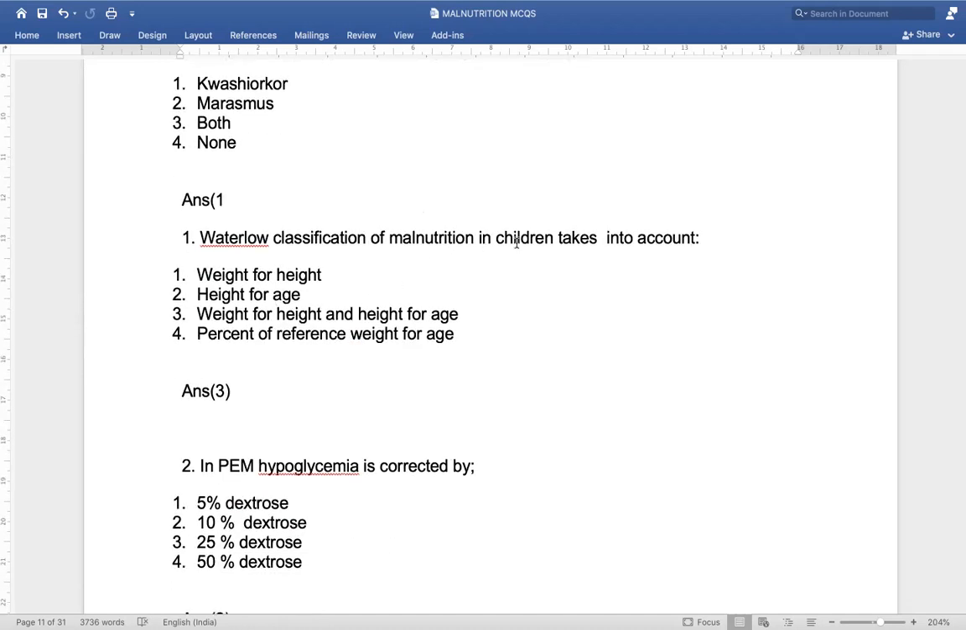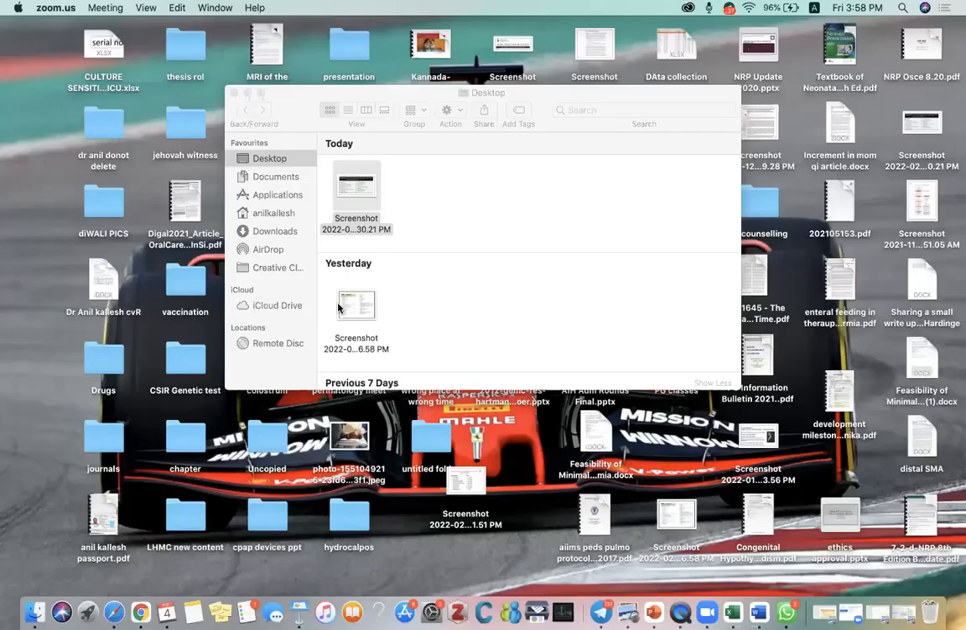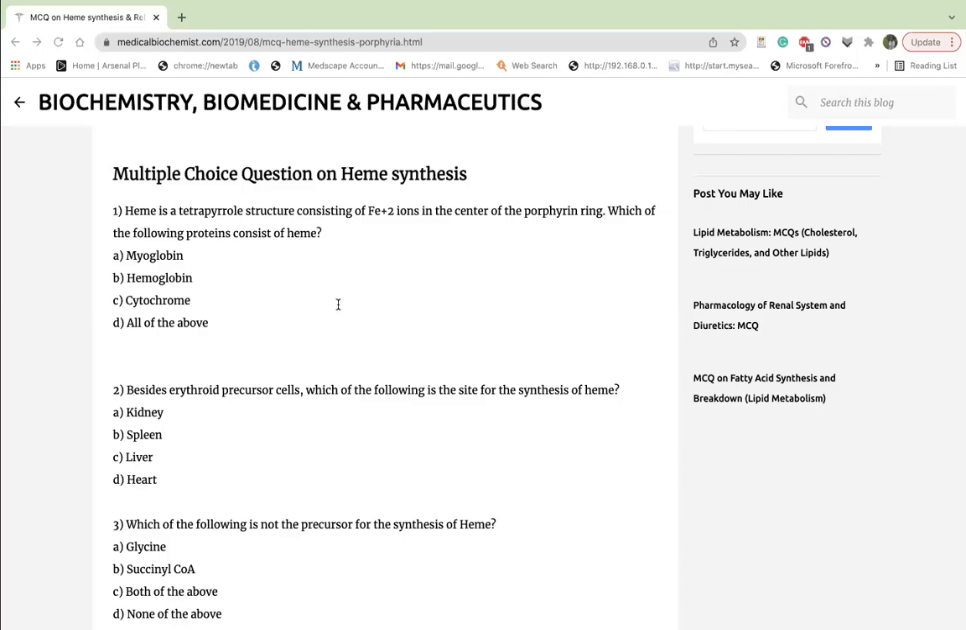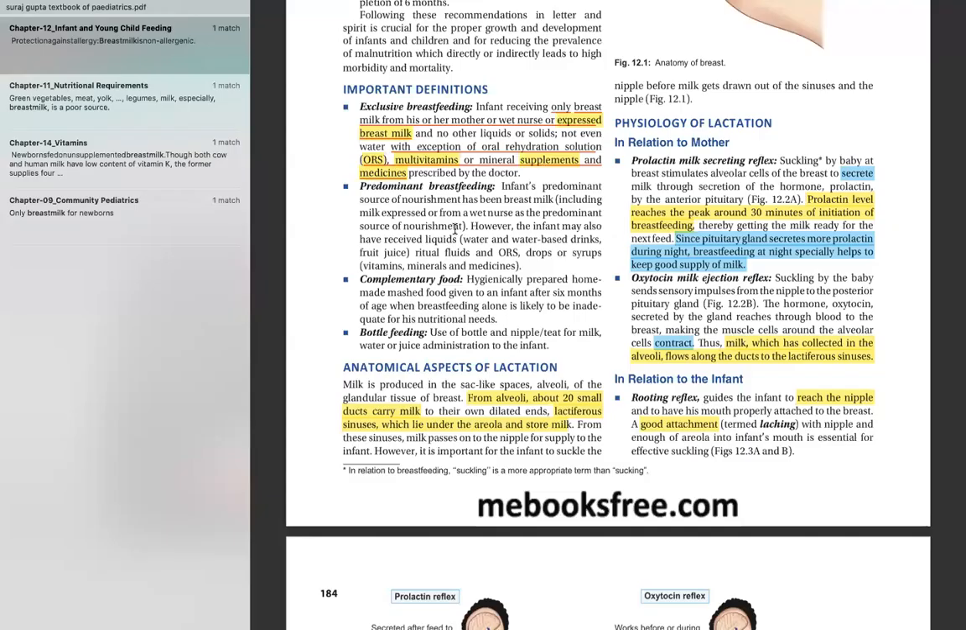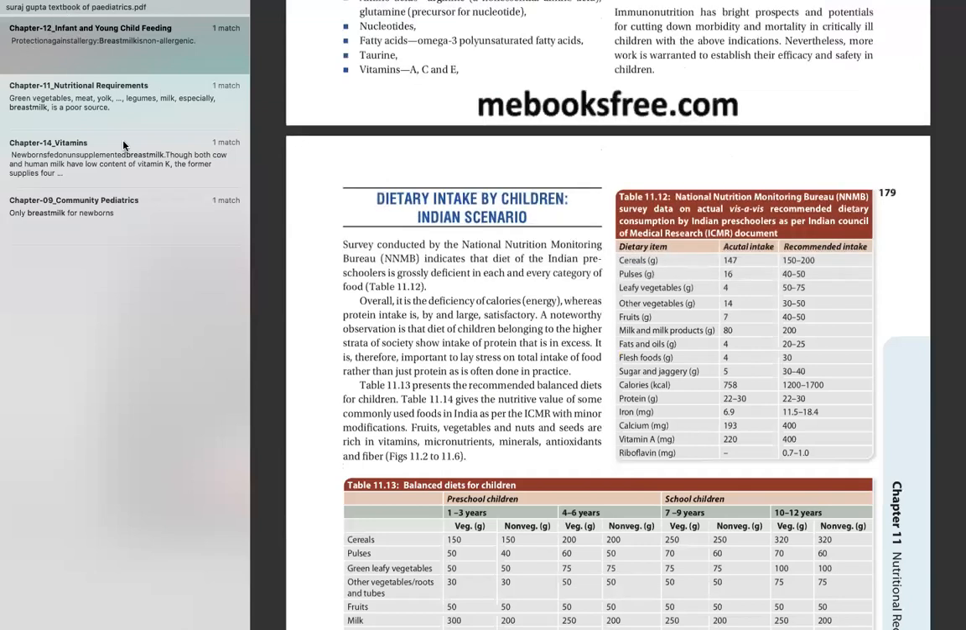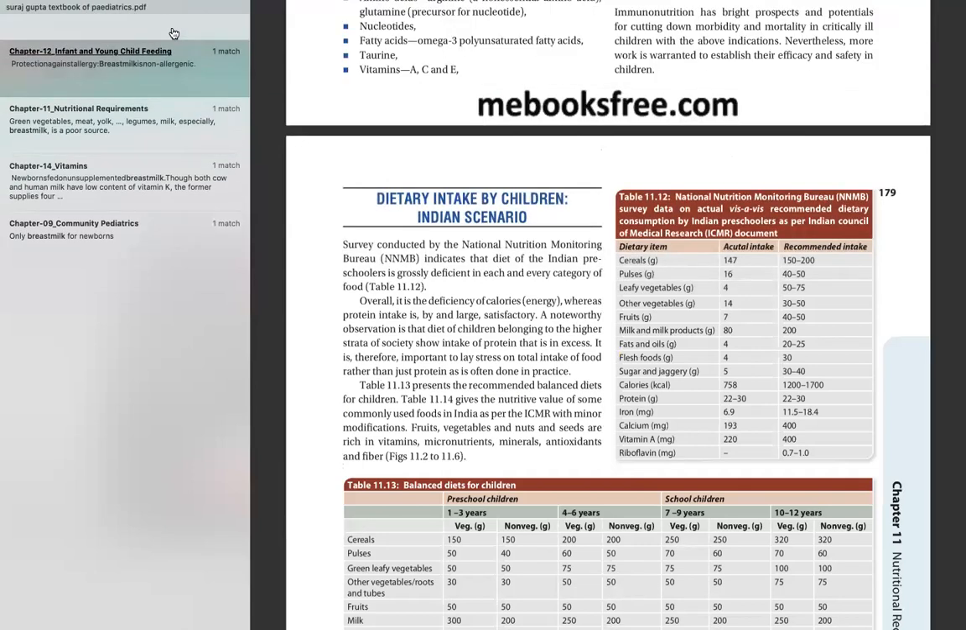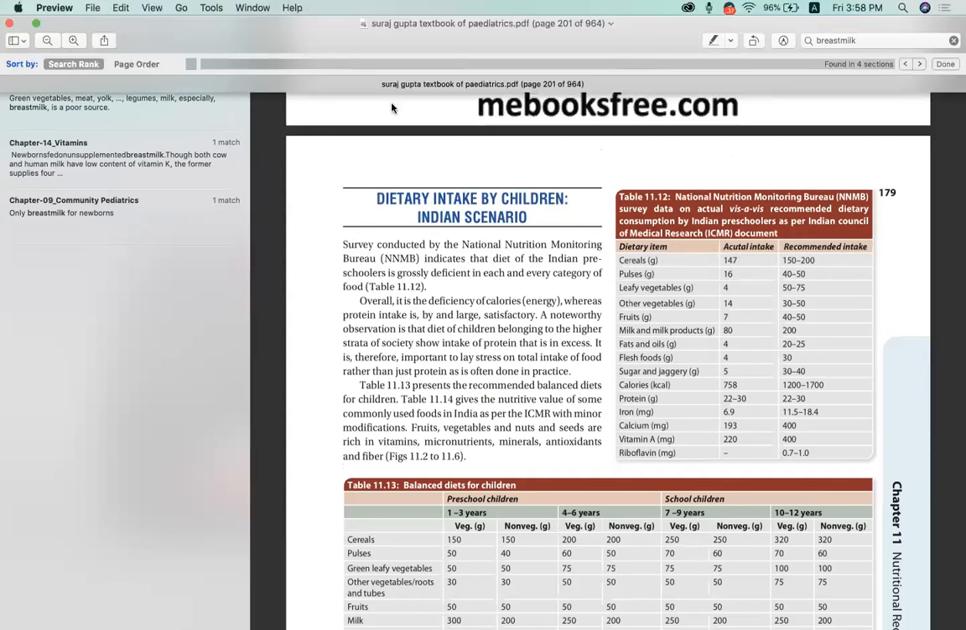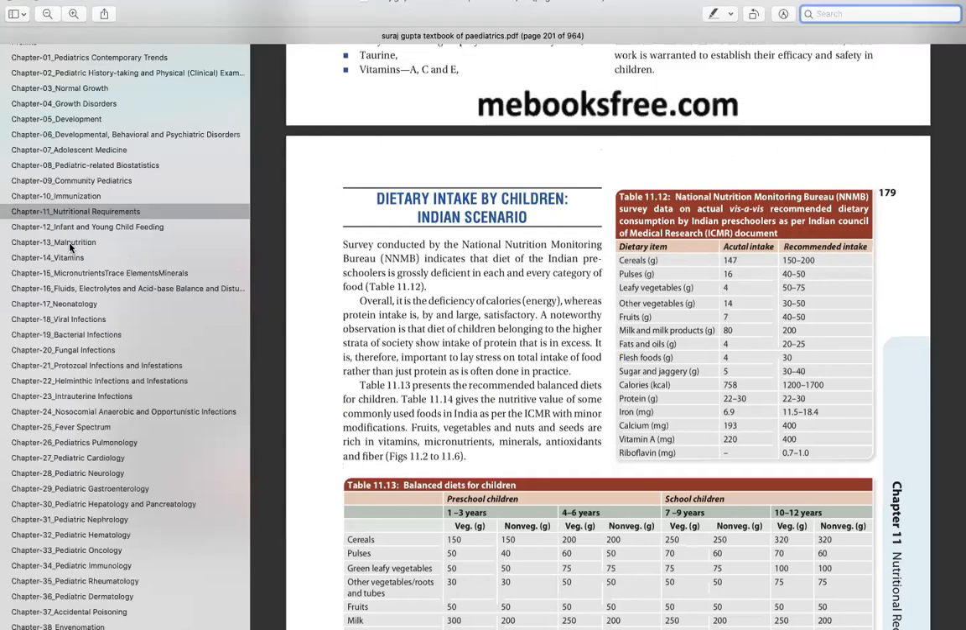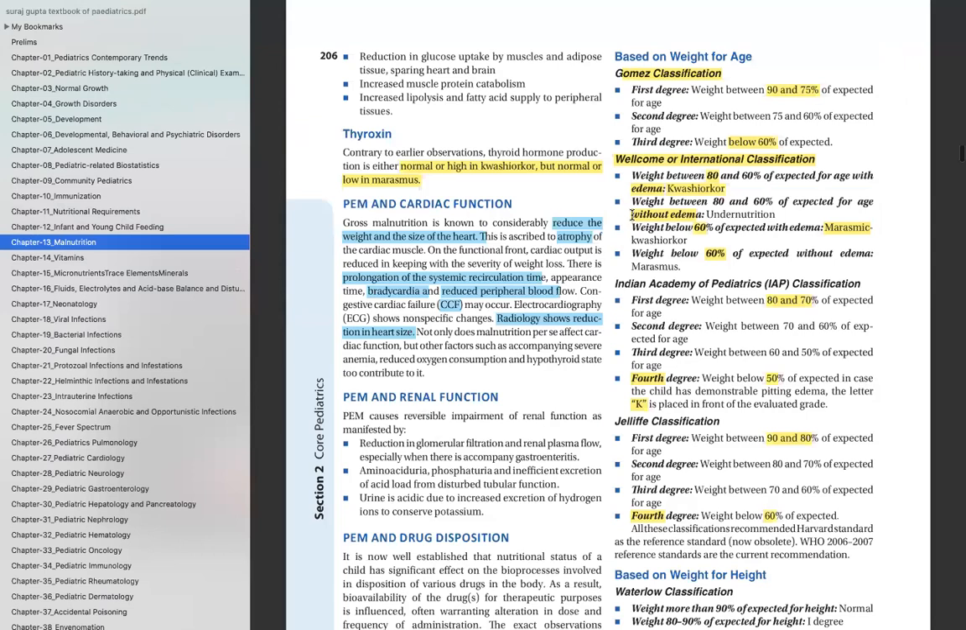So Waterloo classification for nutrition in children takes into account. So what does Waterloo classification deal with? What are the conditions that Waterloo classification takes into account? So we will brush up with some of the classifications. Mainly Waterloo and WHO, you have to remember, there are 2-3 classifications.